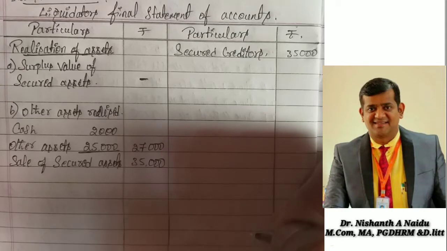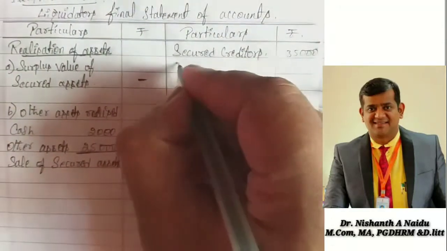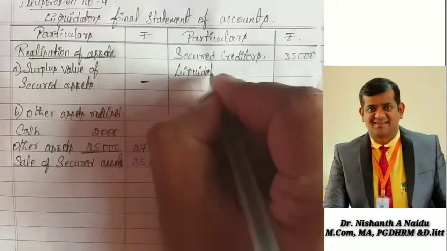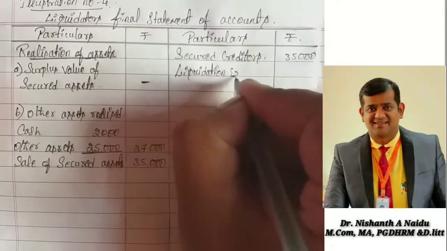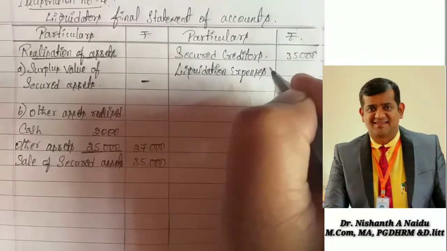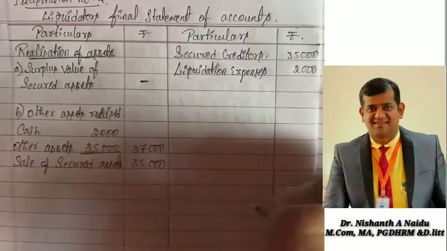After that, we have unsecured creditors, we'll take it later. Preferential, we'll take it later. Cash taken. Realization of machinery taken. Realization of other assets taken. The liquidation expenses amounted to rupees 2,000. So we have to take liquidation expenses. How much? 2,000. I have taken 2,000.